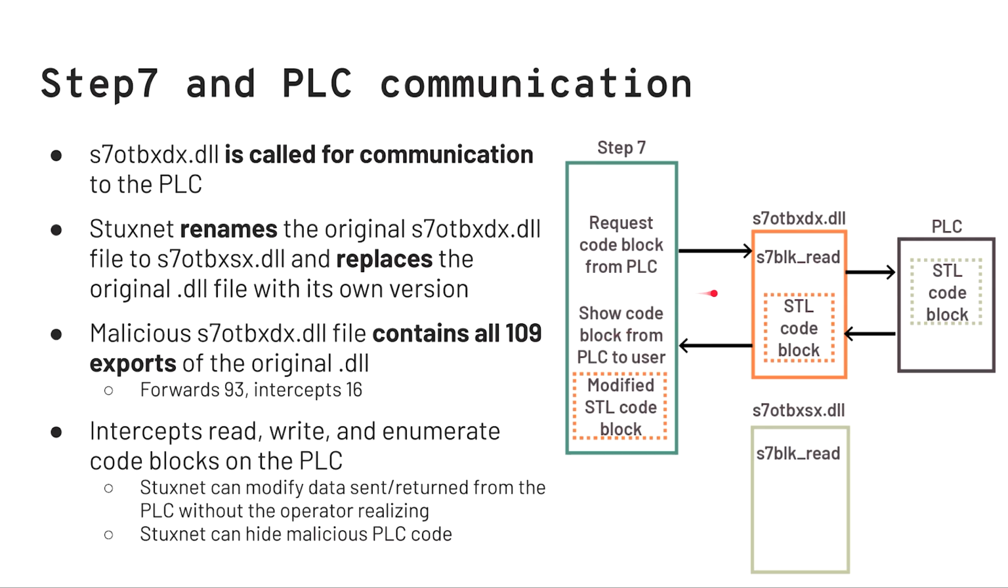So if that's something that's not intercepted, it will just be forwarded to the previous one to be executed regularly. But if it was one of the special 16, and these ones were the ones that would read, write, and enumerate code blocks, it would modify them, would modify the data sent and returned from the PLC without the operator knowing. And it would also hide malicious PLC code. So this, for example, this block read here would be intercepted, and Stuxnet would run special code before it redirects to the regular read to be executed to do the final thing the code would have done.